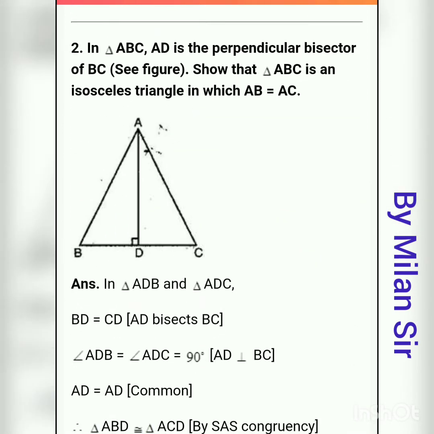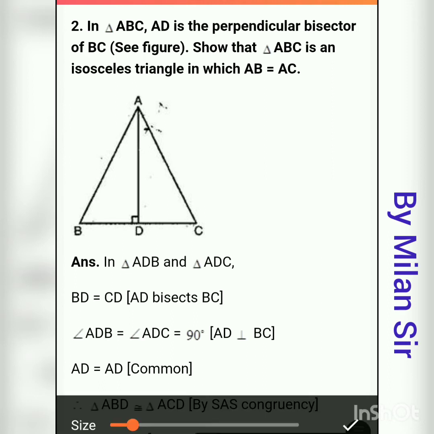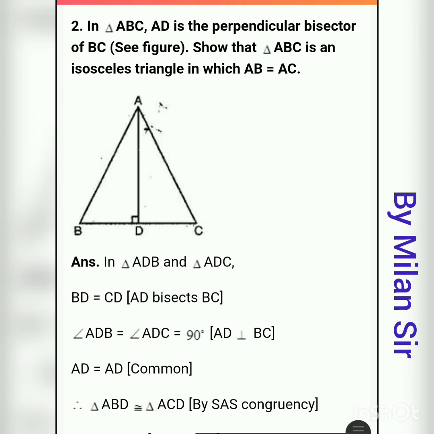After that, question number 2. In triangle ABC, AD is the perpendicular bisector of BC. Show that triangle ABC is an isosceles triangle in which AB is equal to AC.